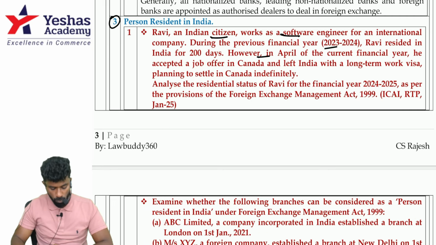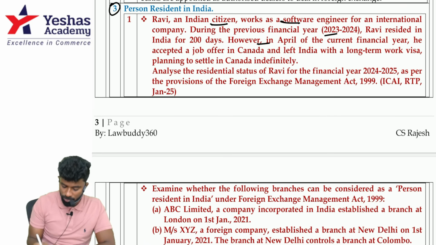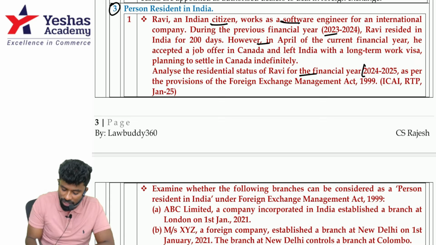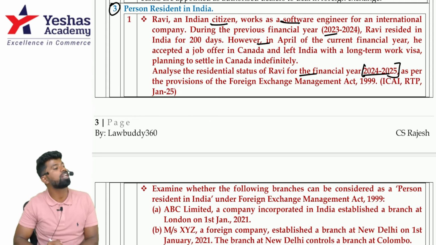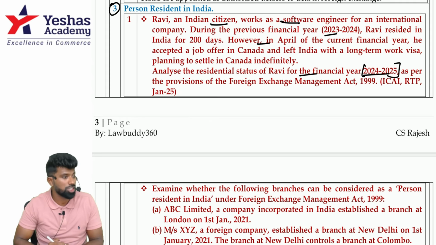Yes or no? Analyze the residential status of whom? Ravi. Is he a resident of India or not in the financial year 24-25? No, he's not a resident of India.